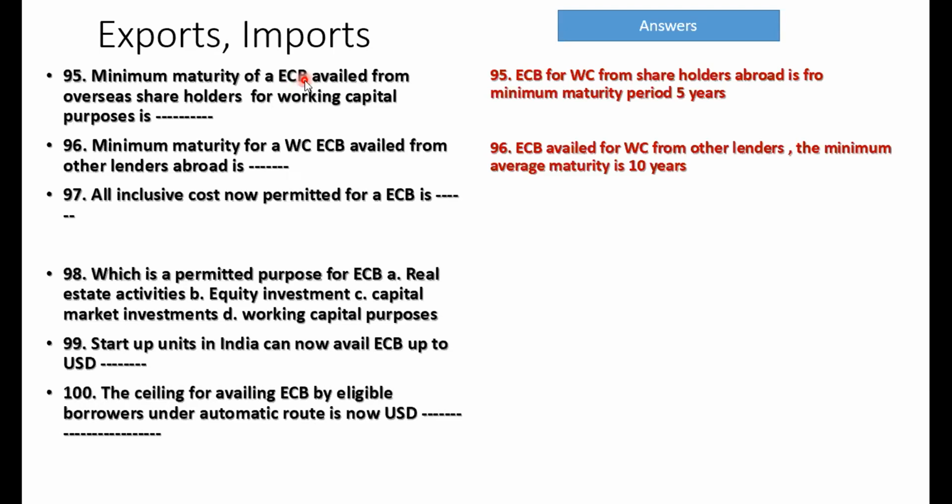LIBOR applies when you raise a dollar loan. The maximum tenure is, sorry, that is called the minimum average maturity, MAM. Minimum average maturity is 10 years. Up to 10 years, you can take a dollar denominated loan from abroad. All inclusive cost, meaning everything, is LIBOR 6 months rate plus 450, 4.5. These small things you remember, 1 mark, don't miss it.